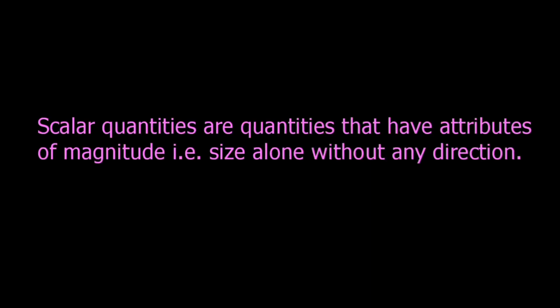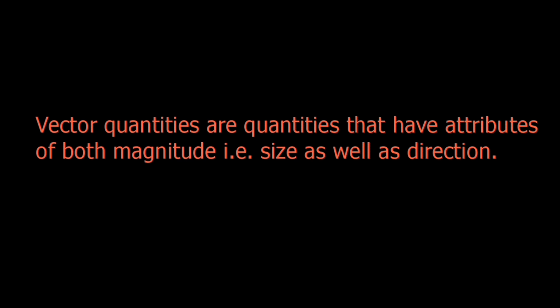Today we shall be considering scalars and vector quantities. Scalar quantities are quantities that have the attribute of magnitude, that is size, alone without direction. Vector quantities are quantities that have the attribute of both magnitude, that is size, as well as direction. Let's consider some examples of scalar and vector quantities.